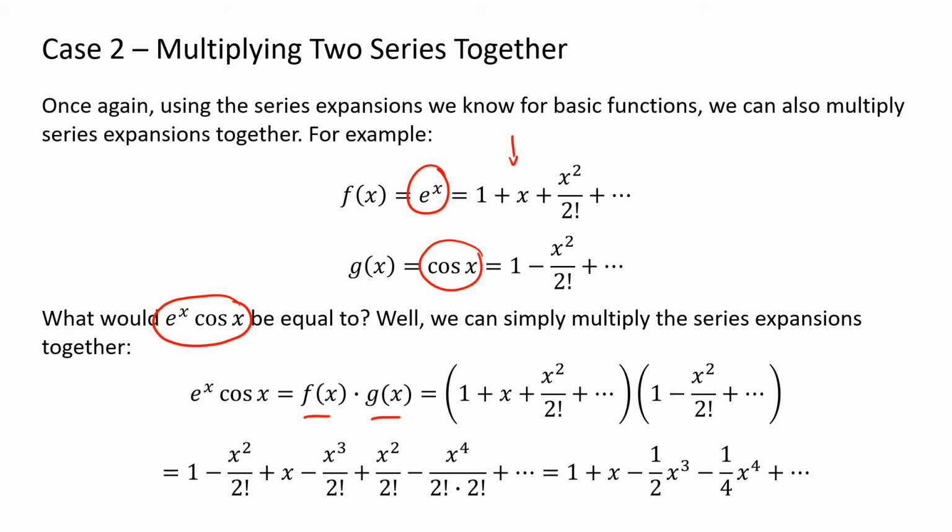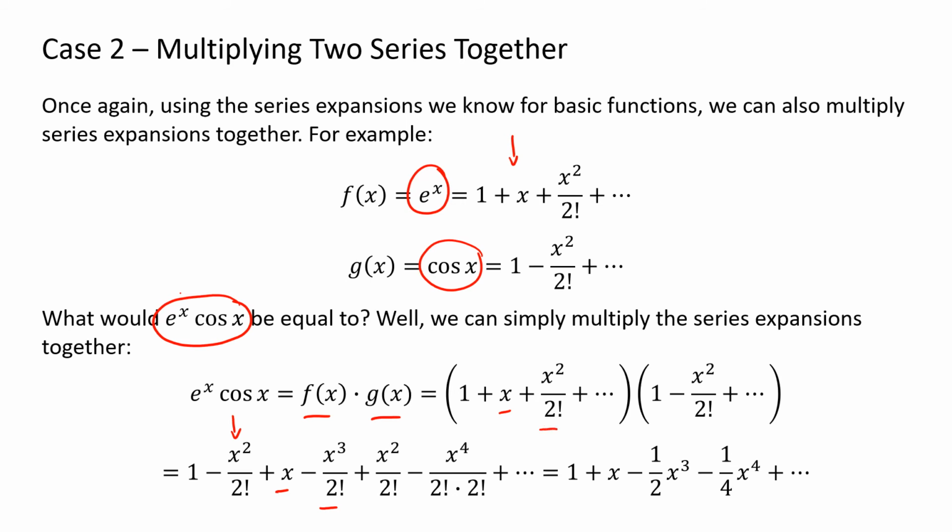If you do that, you get 1 times 1, which is 1. Okay, so I'll keep going down the list. 1 times negative x squared over 2 factorial, which is negative x squared over 2 factorial. Next, we have the x term, so x times 1 is x. X times negative x squared over 2 factorial becomes negative x cubed over 2 factorial.